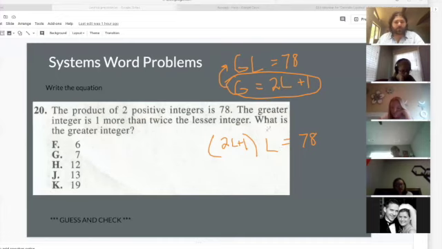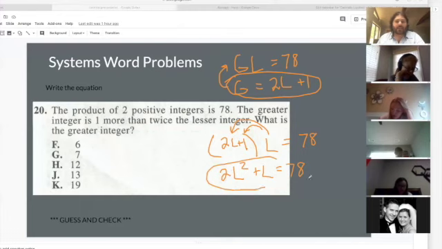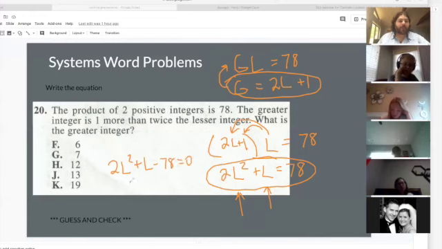Now, here's the problem. I'm about to do this. Multiply inside. I get 2L squared plus L equals 78. This thing is a quadratic. It has a squared and an L. I'm going to have to use a quadratic method here. I'm going to have to get everything to one side, so minus 78 equal to 0, and I'm going to have to factor this thing. Yikes. Can we all agree that we don't want to do this? Yeah, let's just agree to agree on this one. We don't want to go down this path.